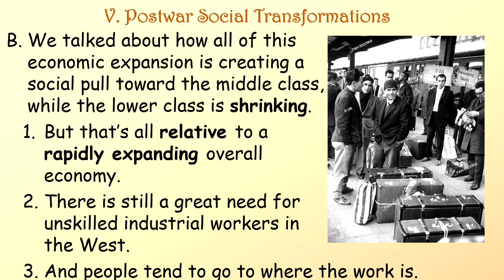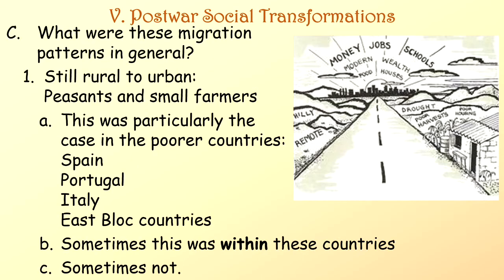We talked about how all of this economic expansion is creating a social pull toward the middle class while the lower class is shrinking. But that's all relative to a rapidly expanding overall economy. There's still a great need for unskilled industrial workers in the West, and people tend to go where the work is. What were these migration patterns in general? Well, number one, they were still rural to urban, peasants and small farmers moving to the cities.